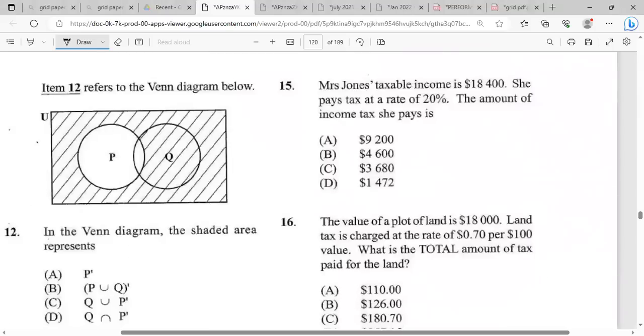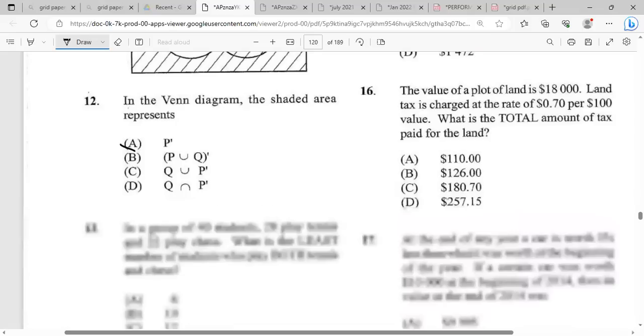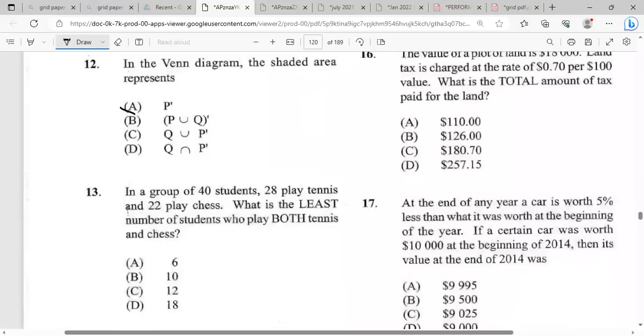Number 12. Item 12 refers to the Venn diagram below. In the Venn diagram, the shaded area represents everything shaded except P, so that would be P complement or P prime. In a group of 40 students, all right, so I'm going to draw this again.